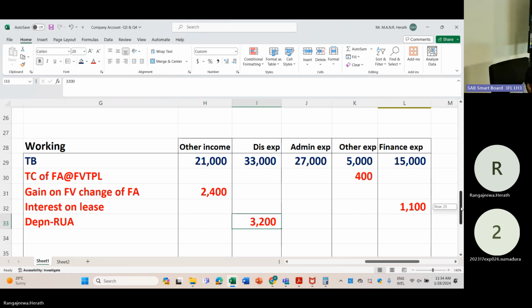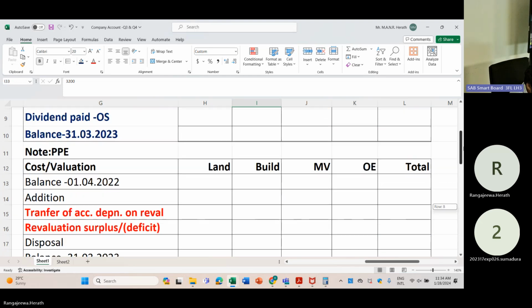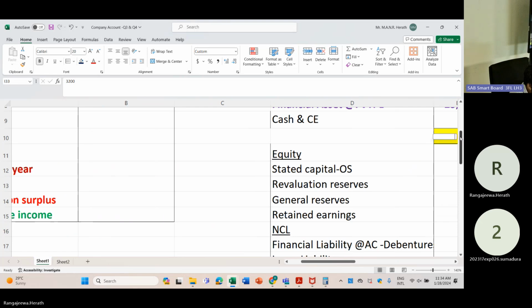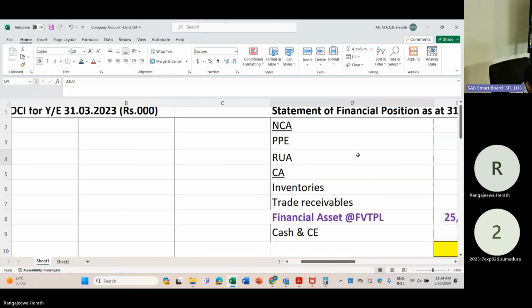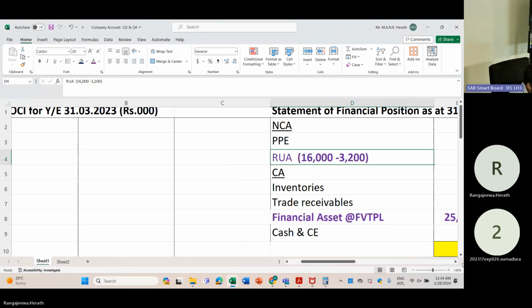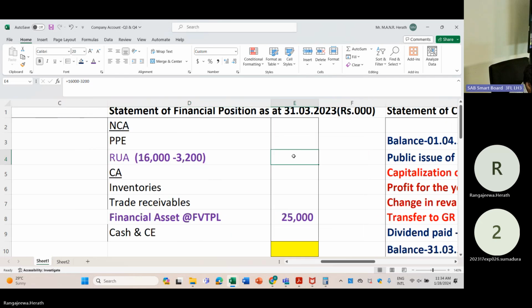So then we can have the carrying amount of the right of use asset. Right of use asset carrying amount 16,000 minus current year depreciation. It is 12,800 in the statement.